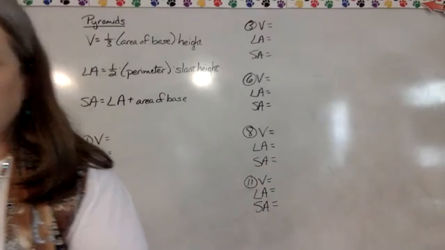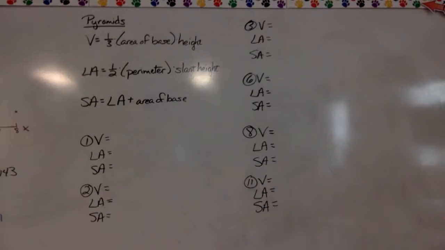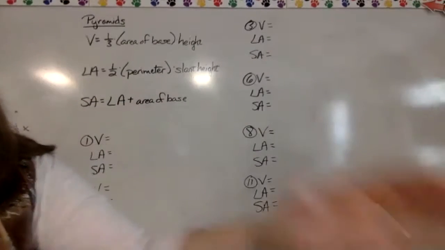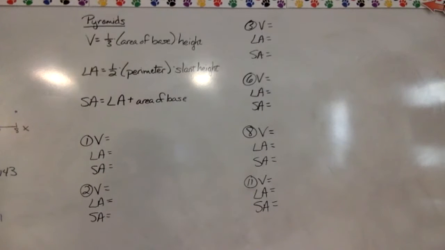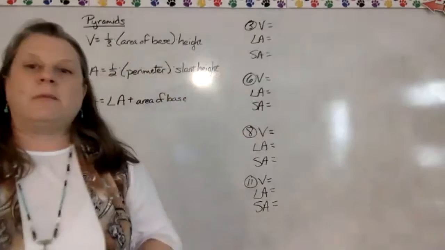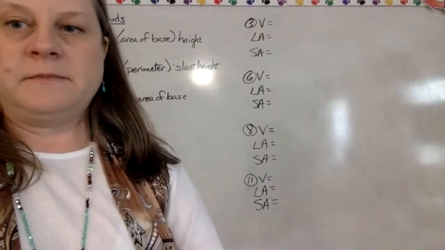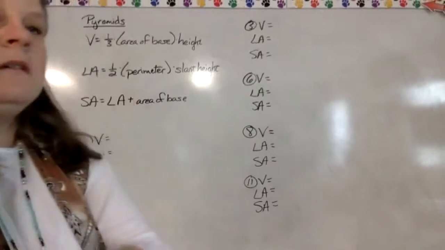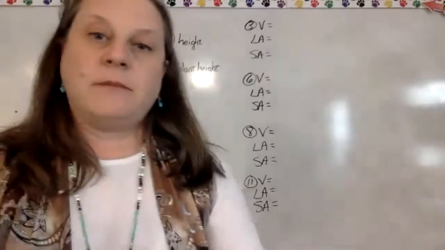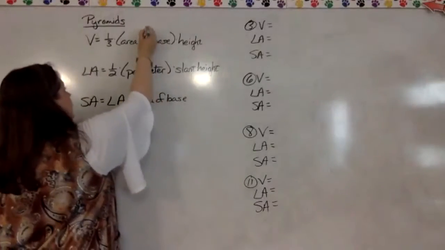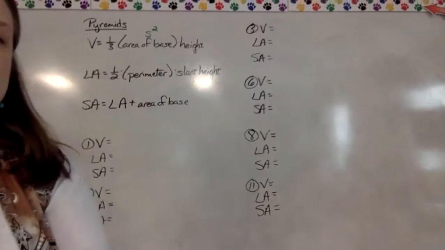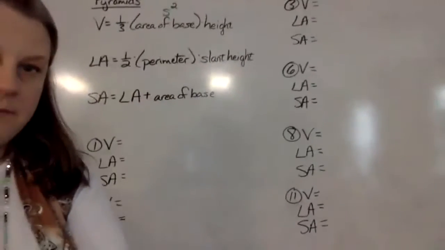Now, up at the top of the worksheet for your pyramids, it has your formulas there, but we're going to translate them now that we know all of them have the same shape base. Okay, so if you look up here on the board, I have the formulas already up here. 1/3 times the area of the base times the height. Now we already said the base is a square. So to find the area of a square, you take its side times itself. So when it says area of the base, that's just going to be the side squared. Okay, the area of the base is just going to be the side squared because all the sides are the same.